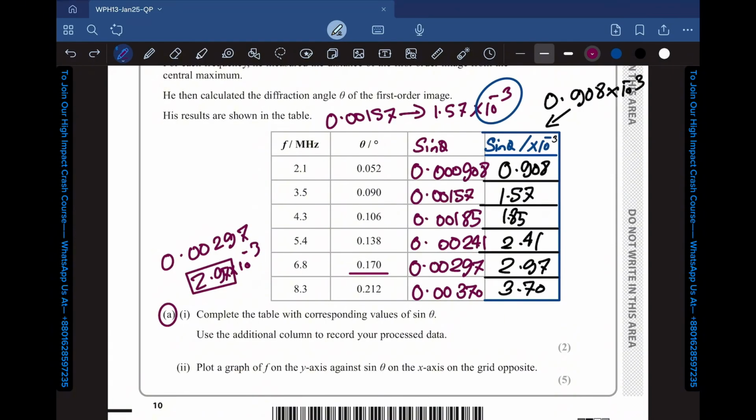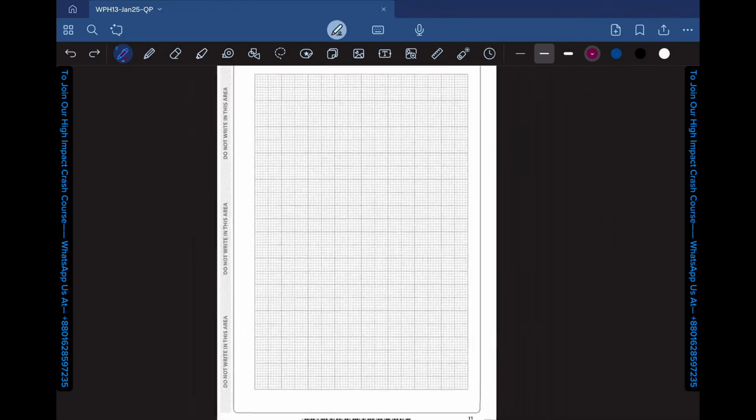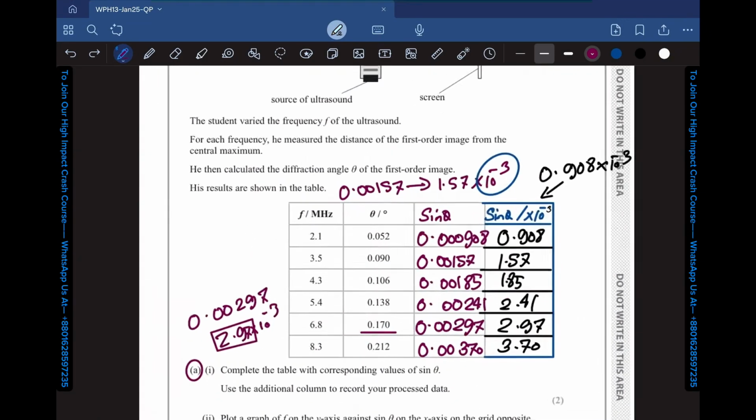Now in the next part it says plot a graph of F on the y-axis and sine theta on the x-axis. So I will actually draw a graph of this, and F will be on the y-axis. Okay, so now let's see how we will actually draw the graph. The first thing that we will have to determine is how we are going to scale the graph.